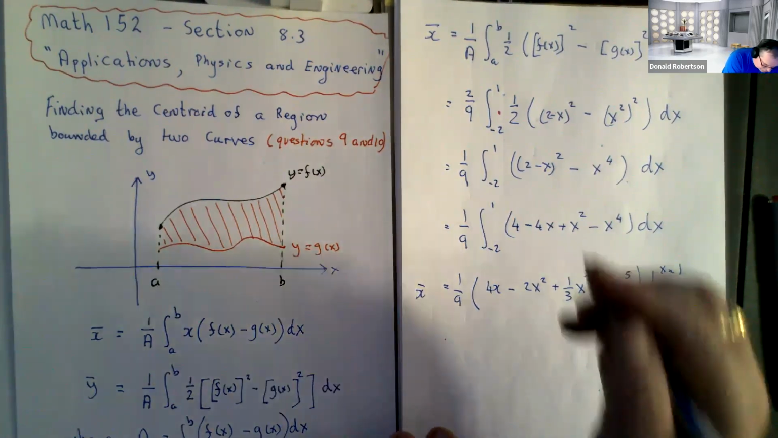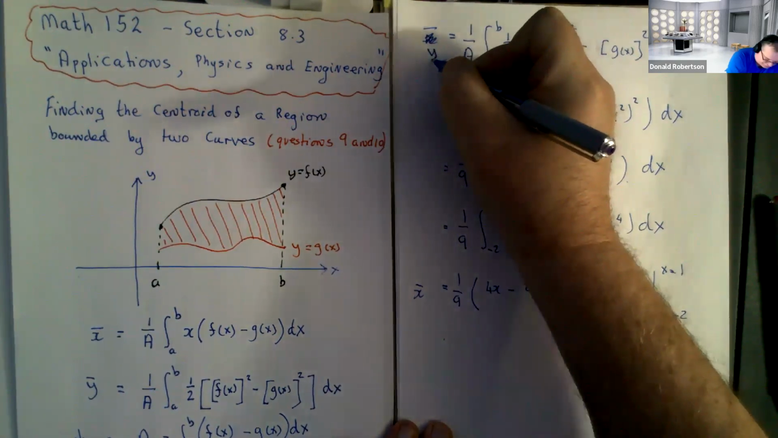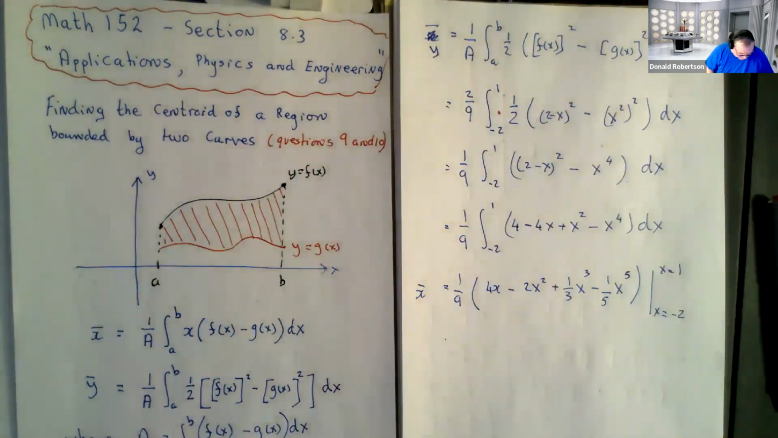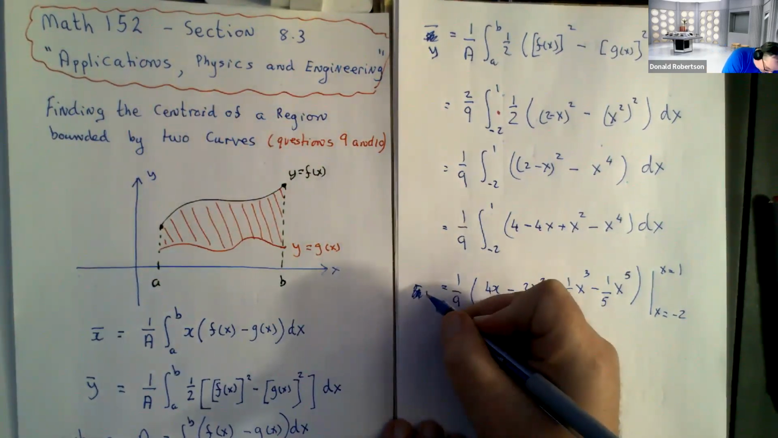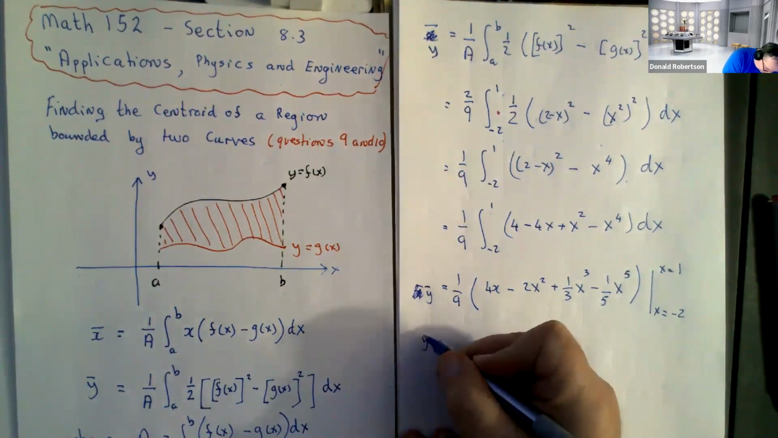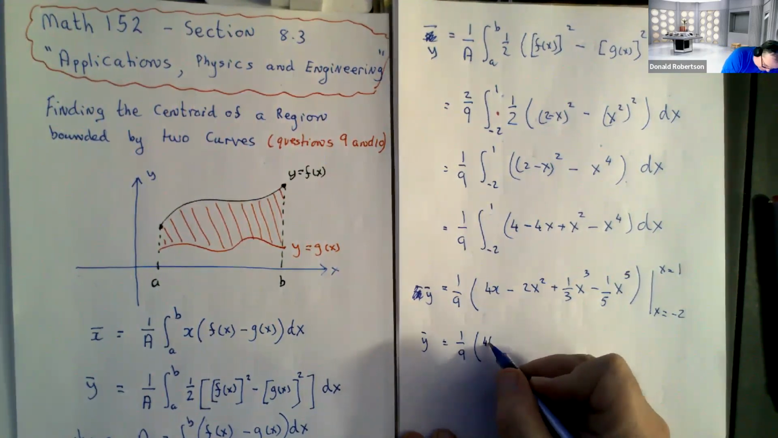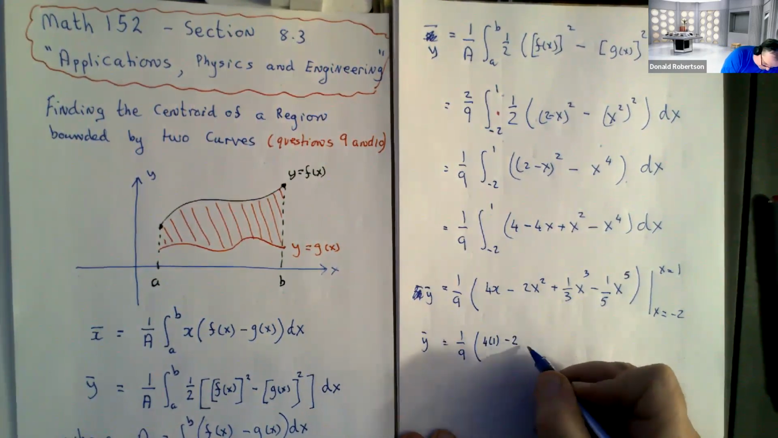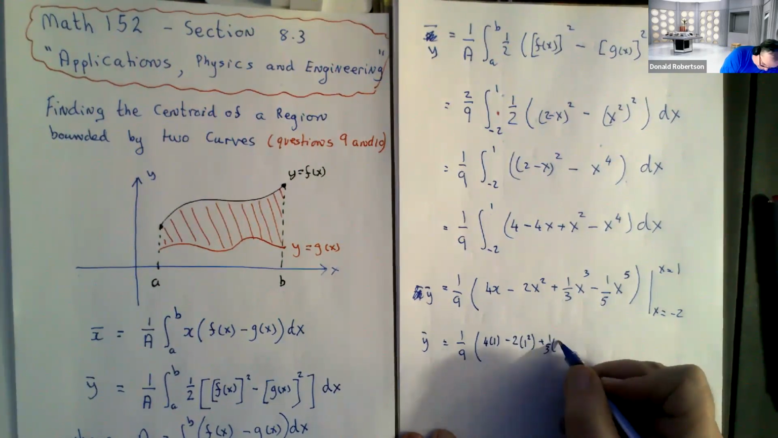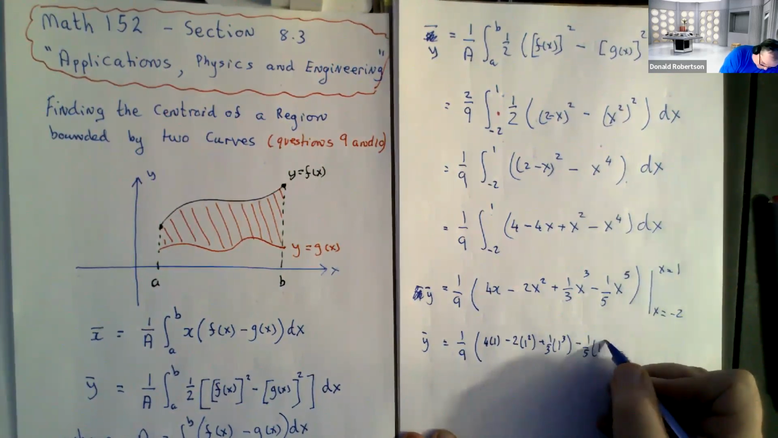And no one has noticed, but I thankfully did, because nobody's here to notice. I've actually written down the formula for y bar, but that's fine. I can find y bar, and then after that I can find x bar. So it's going to be 1/9, 4 times 1, take away 2 times 1 squared, plus 1/3, 1 cubed, take away 1/5, 1 to the 5.